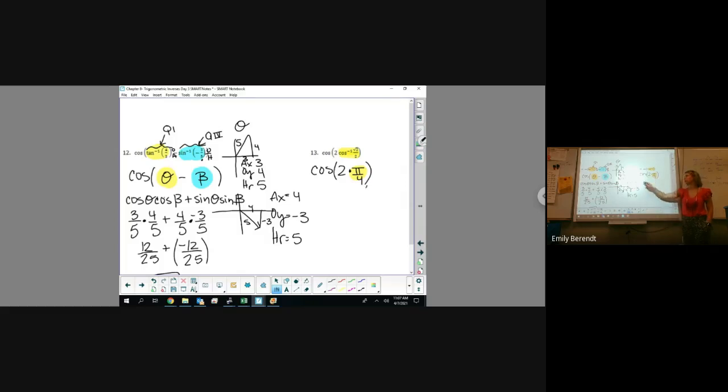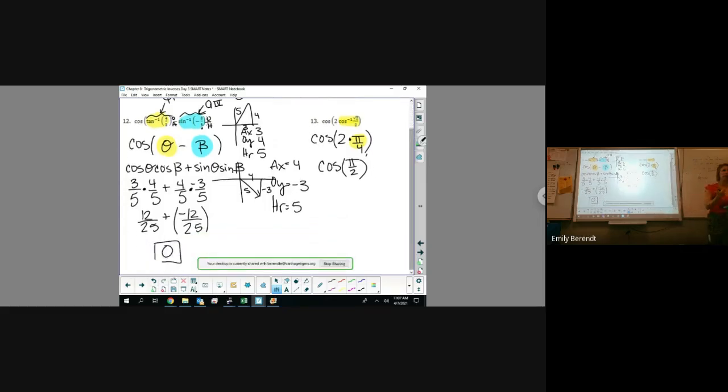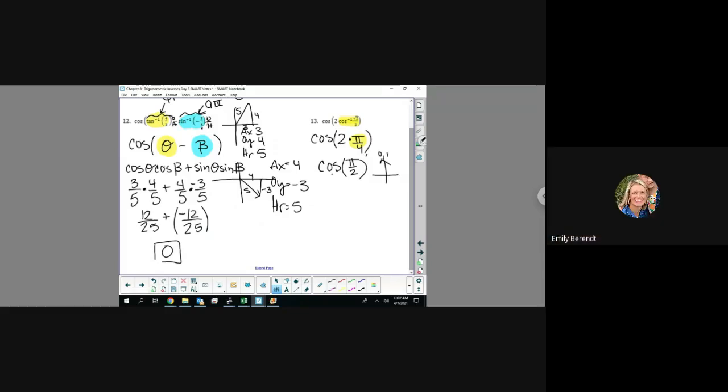So 2 times pi over 4 simplifies to be pi over 2. The 2 and the 4 reduce. So now you've got normal trig word cosine followed by the angle pi over 2. Our answer should be a what? A ratio. So we need the x value at pi over 2. So remember that's straight up here. So you're at 0 over 1, up 1. So your answer is 0.